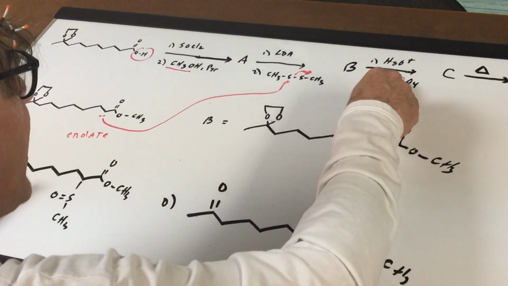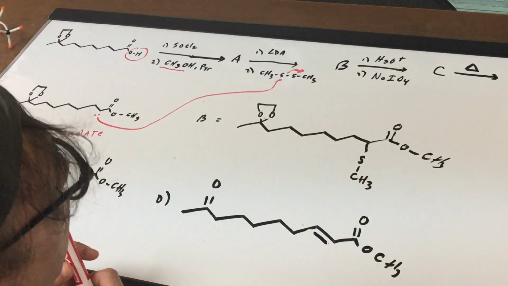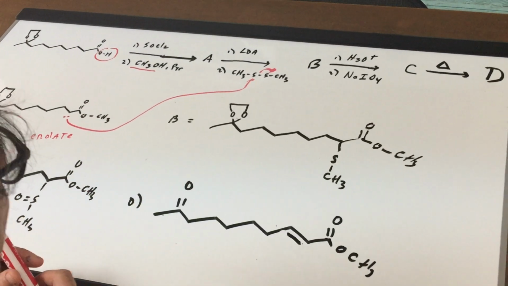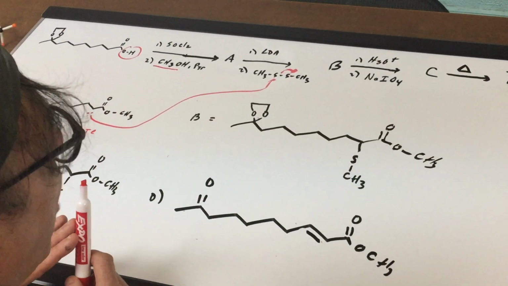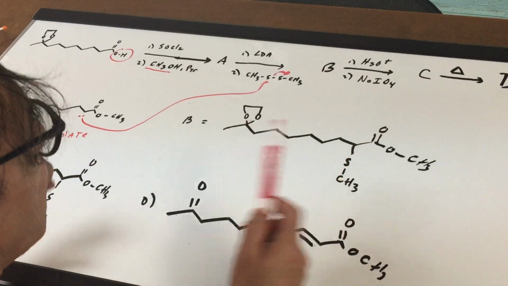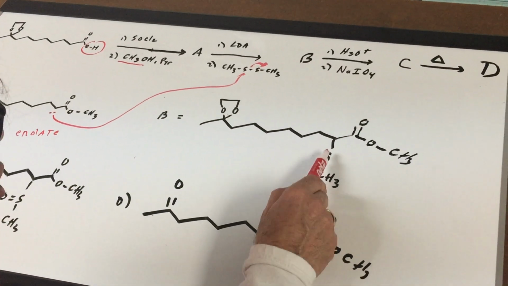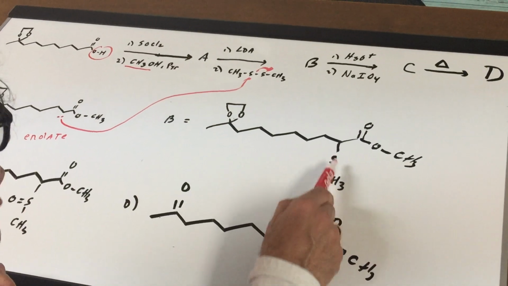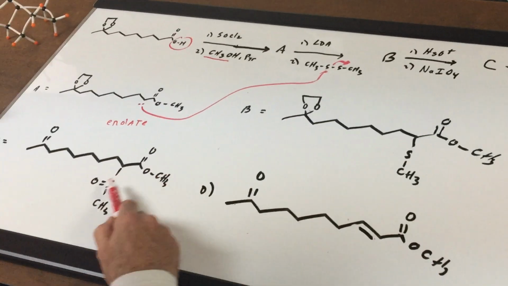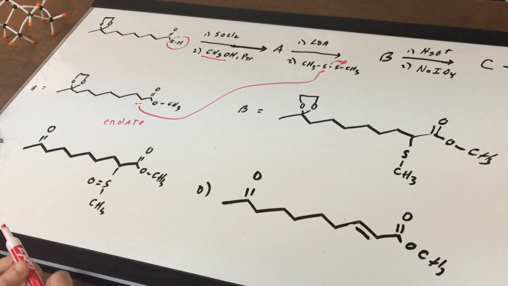And then NaIO4, which is sodium periodate, is something you might not have seen. This is an oxidizing agent, and it would work just like hydrogen peroxide, and that will convert the sulfide group, which is also called a thioether. It will oxidize it into a sulfoxide.